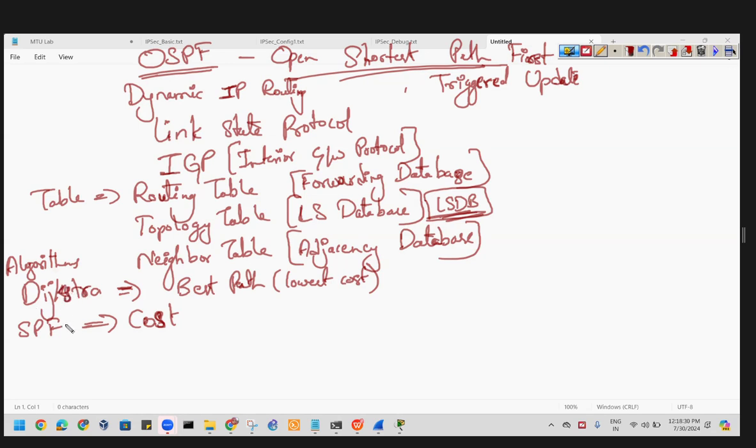And its AD value is 120, ma'am. It follows metrics of cost. Check again. An AD value of 120 is for RIP. 110, I think. 110, ma'am. Yeah, RIP is 120. OSPF is 110, which is lesser than RIP. So it's better than RIP.